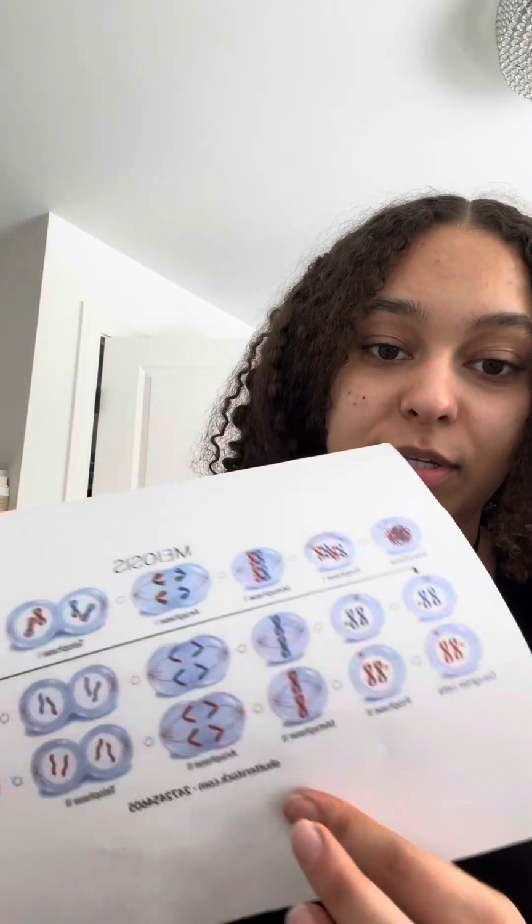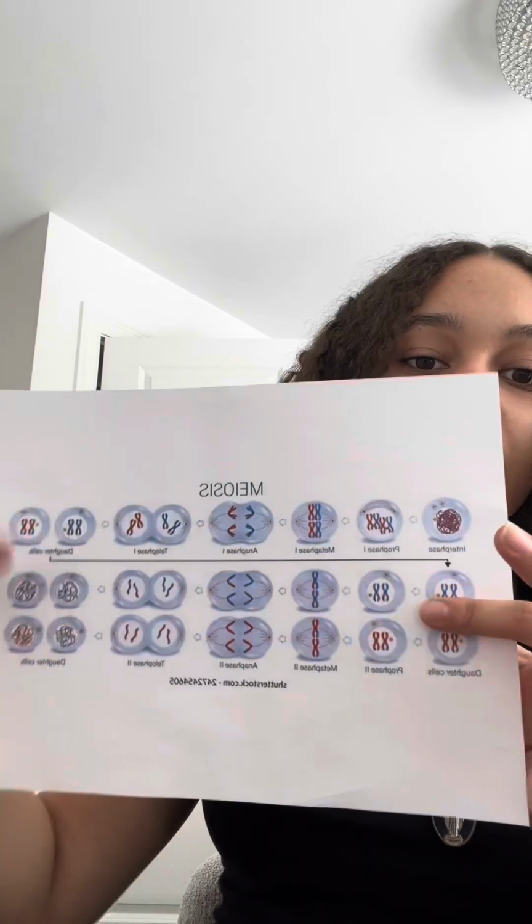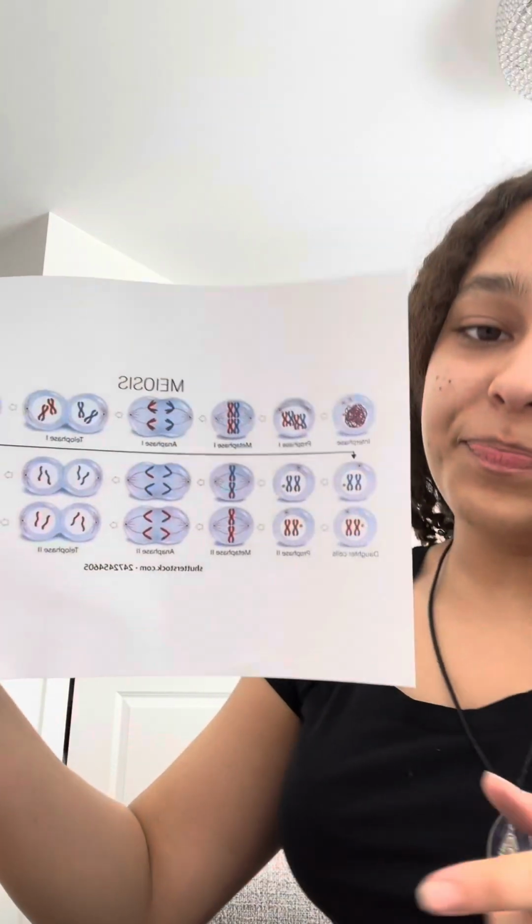Okay? Then we have meiosis. This only happens for gametes, so sperm and egg, which causes us, for example, if you have a sibling, or I do have a sister, we look alike, but at the same time we don't, and it's because of meiosis. Meiosis consists of 2 different parts, which is meiosis 1 and meiosis 2. But meiosis 1 is where all the fun happens. Okay? So let's go through it.